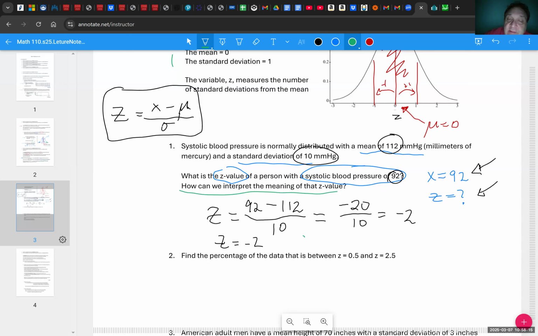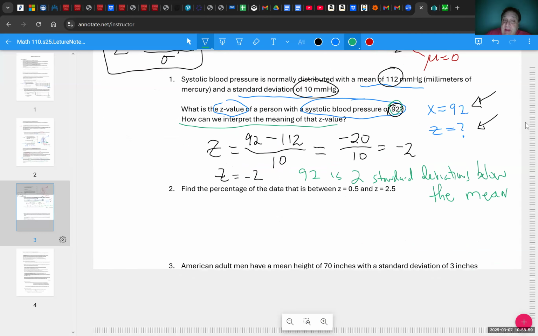So we know that 92, which is this thing right here, is 2 standard deviations below the mean. Sorry, I ran out of room there. So that's what the negative 2 tells us. It tells us that that x value that we were given, 92, is 2 standard deviations below the mean, which is pretty far, right? We know if we go plus or minus 2 standard deviations, 95% of all the data. So we're all the way down to the lower 5% cutoff when we're down to 92.